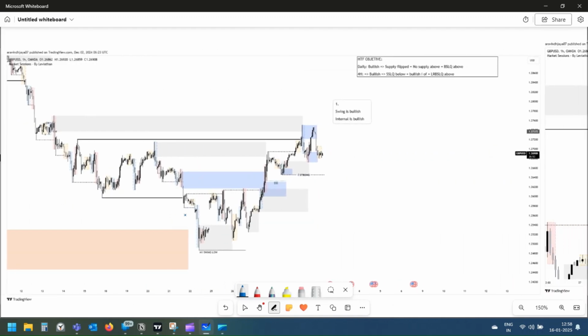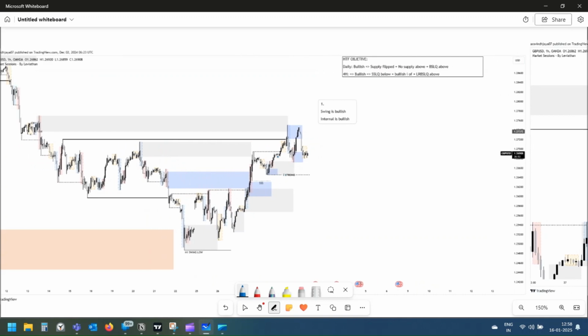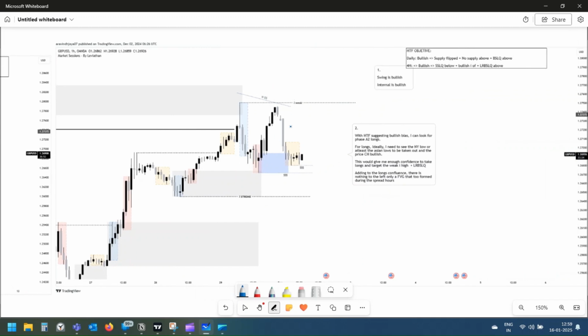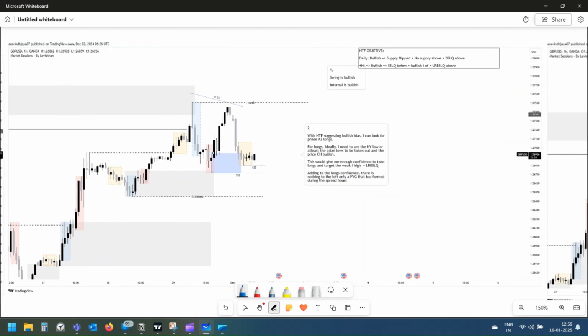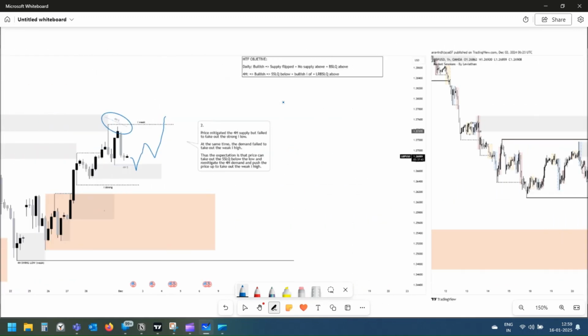And jumping into the H1, you can see the swing structure is bullish and the internal is also bullish. Here you can see the low resistance liquidity and the price has mitigated into the H1 demand zone. So now what I can expect, if the price takes out the sell side liquidity and then pushes up with a strong bullish momentum, then I can look for longs targeting the weak internal high as well as the low resistance liquidity above.